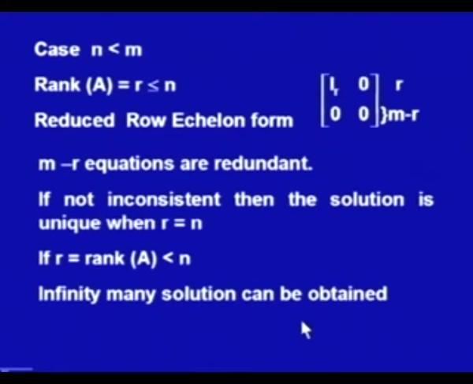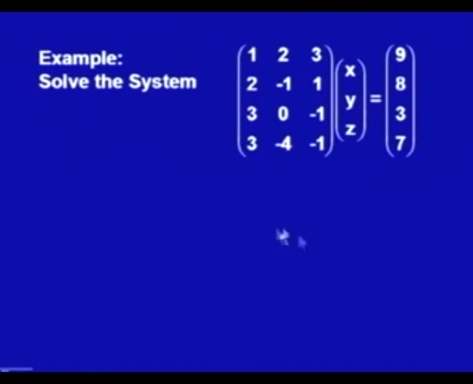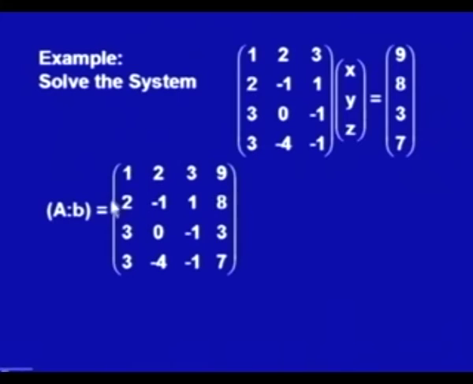In the next example, I am considering the case when n is not equal to m. So, let us solve the system in 3 unknowns when 4 equations are given. Let us have this system, in which the coefficient matrix is 4 by 3, 4 rows and 3 columns. So, we first consider the augmented matrix, where this column is added here. So, this is the augmented matrix.